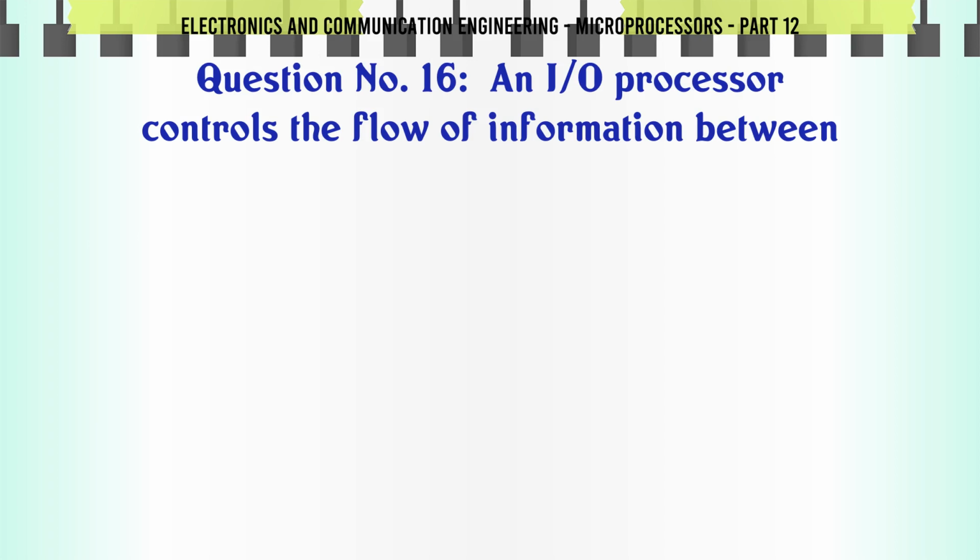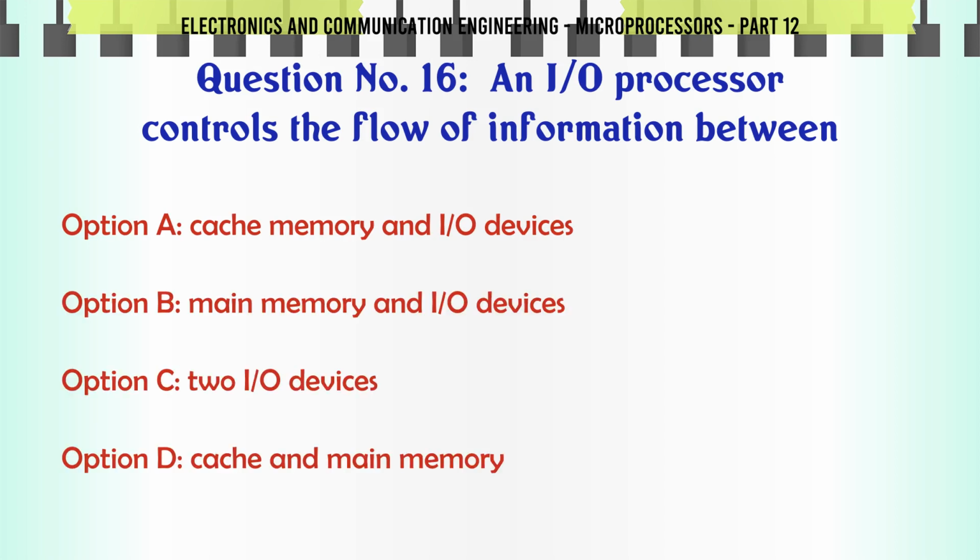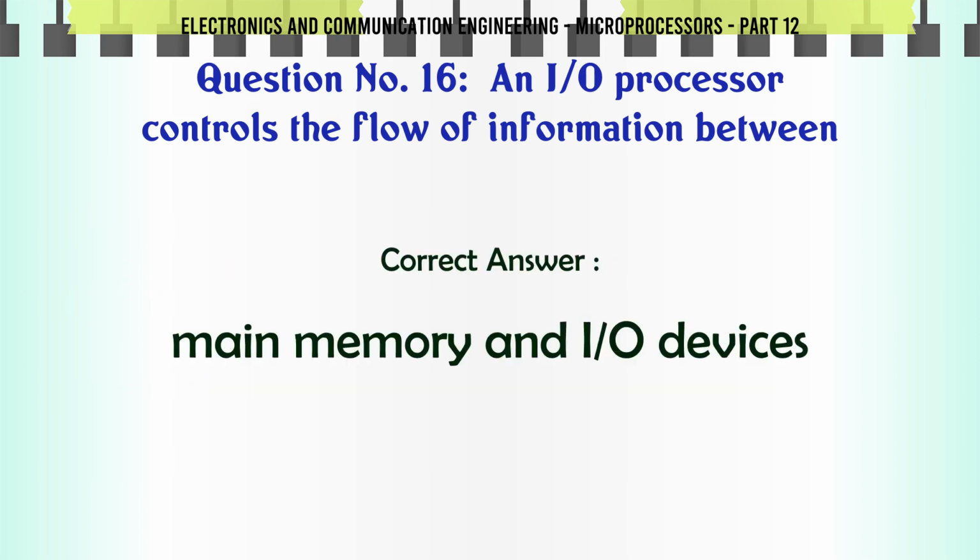An I/O processor controls the flow of information between A: cache memory and I/O devices, B: main memory and I/O devices, C: two I/O devices, D: cache and main memory. The correct answer is main memory and I/O devices.